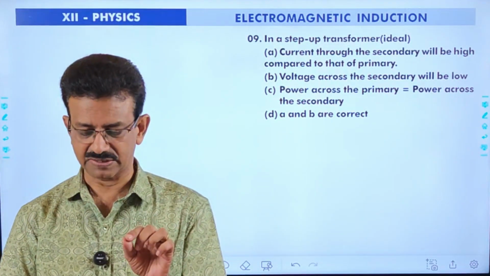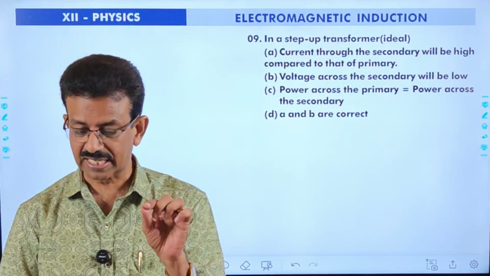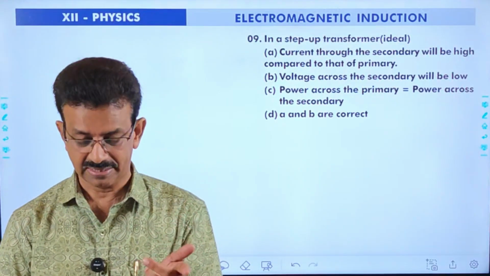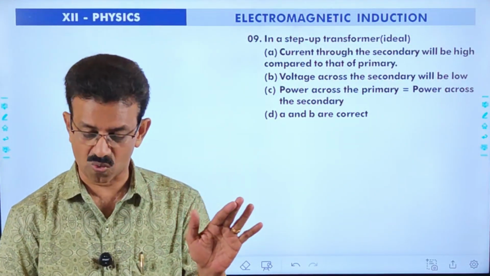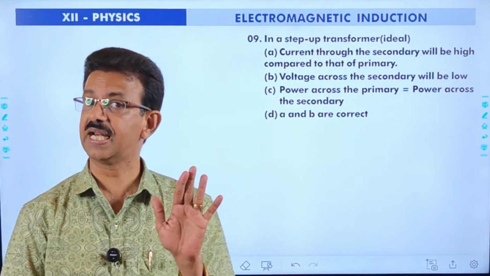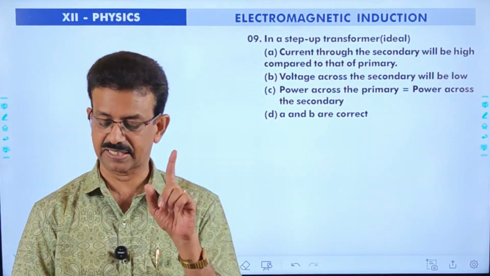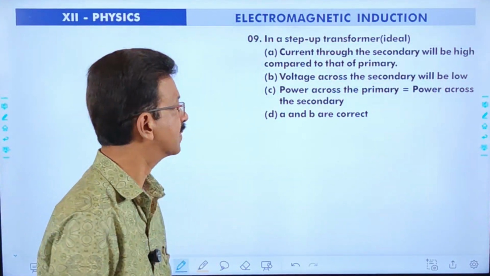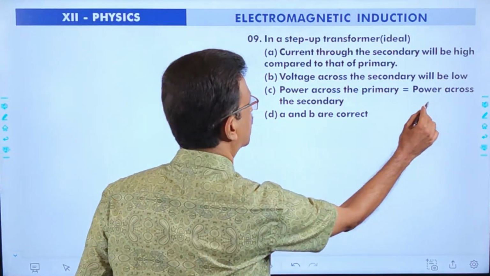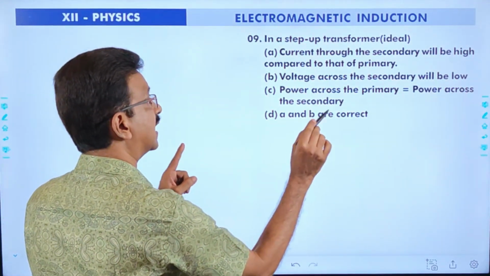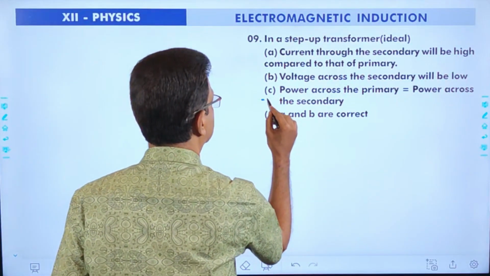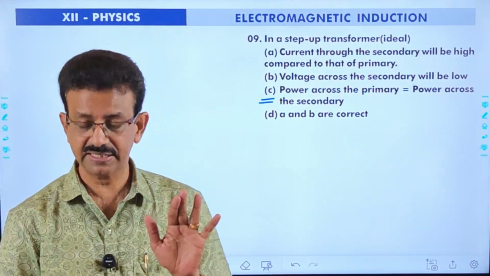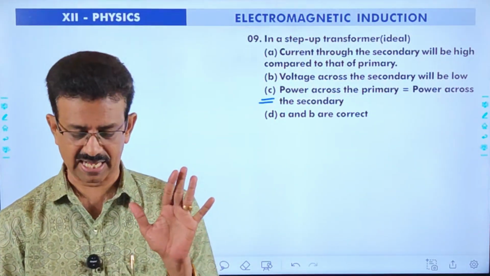Here, in a step-up transformer, the first choice is current through the secondary will be high. In a step-up transformer, voltage is increased but current is reduced. Current through the secondary will be high: it is wrong. Then voltage across the secondary will be low: it is also wrong because it's a step-up transformer. Power across primary equal to power across secondary. For an ideal transformer, power remains unchanged across primary and secondary. Therefore, choice C is the correct answer. Power remains unchanged in a transformer. C choice is the correct answer.